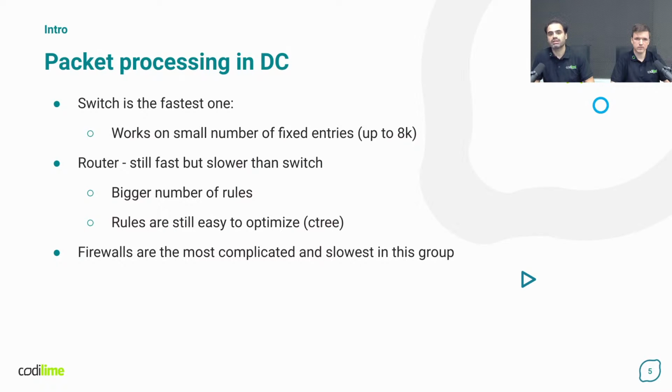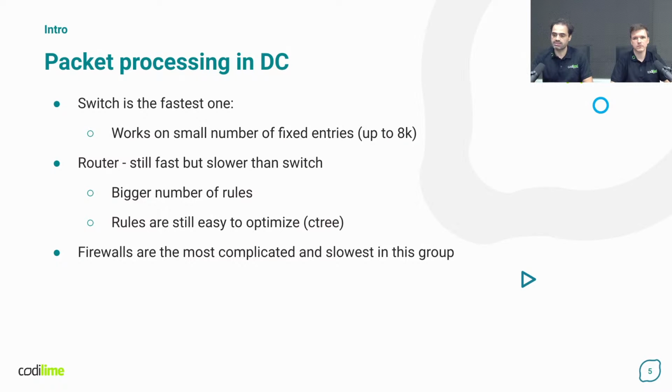And then we have firewalls. Firewalls are the most complicated. They deal with different types of traffic, different types of packets. Each packet is different. They are very complicated, and as a result, they are the slowest in the group. Why can't we optimize firewalls the same way we optimize routers?